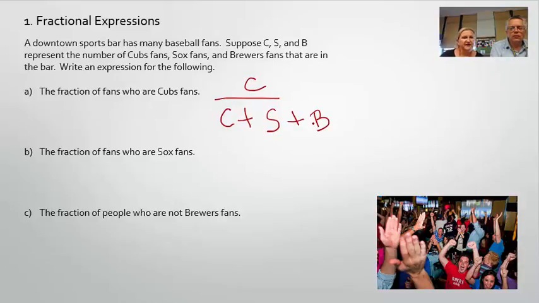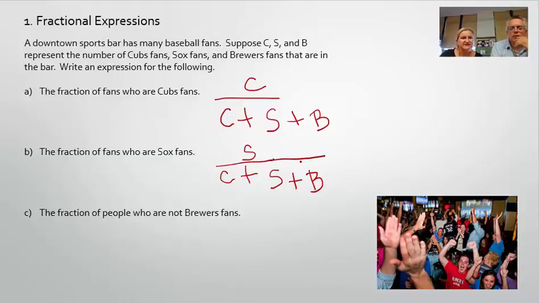For part B, I want the fraction of fans who are Sox fans. So now I'm interested in the Sox fans, so I will put S in the numerator. And in the denominator, again, I want the total number of the fans, which comes from the Cubs plus the Sox plus the Brewers.